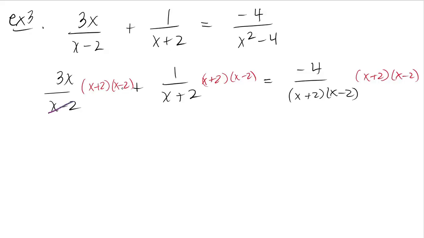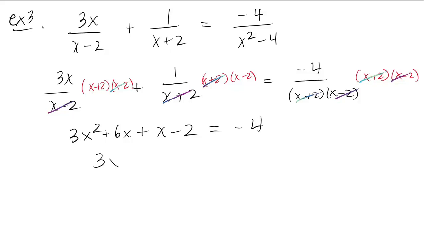In the first term, I can cancel the x minus 2's. In the second term, I can cancel the x plus 2's. And on the right side, all of the variable expressions cancel away. So in the first term, we're left with 3x times x plus 2. That's 3x squared plus 6x when we distribute. In the second term, we're left with 1 times x minus 2. Well, that's just x minus 2. And on the right side, we have negative 4. Collecting like terms, we get 3x squared plus 7x minus 2 equals negative 4.